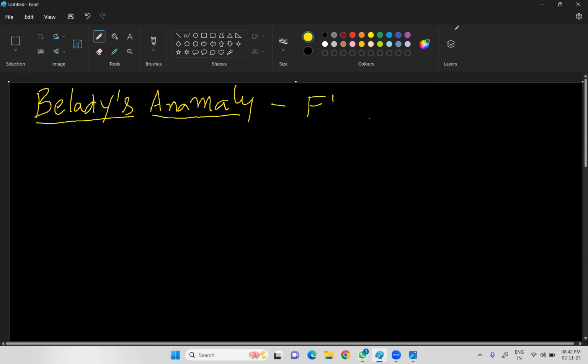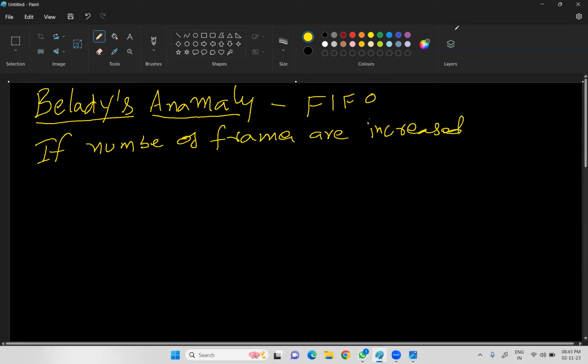What I mean by this is, for a specific reference string, whatever it might be, if the number of frames is increased, then the number of page faults also increases.